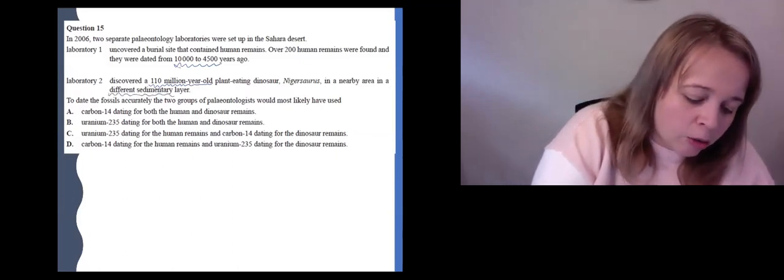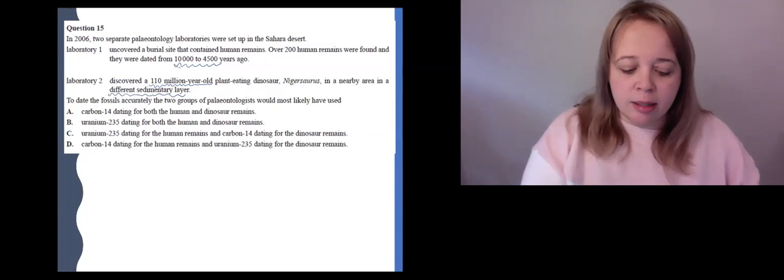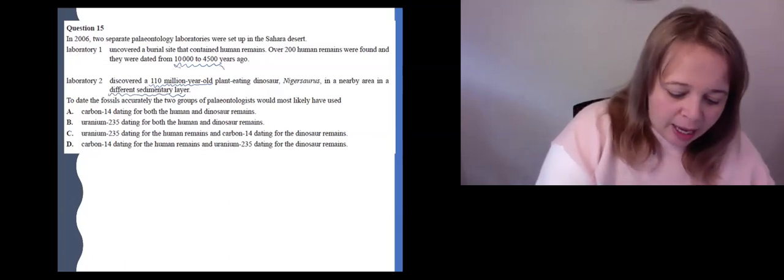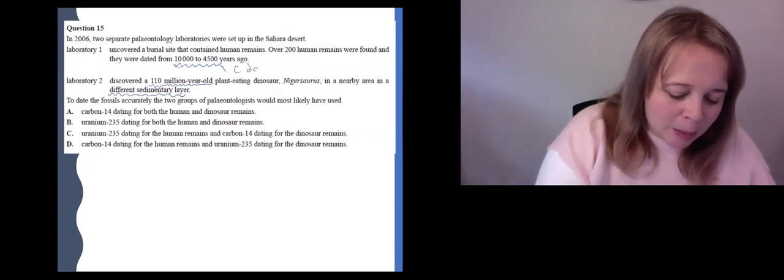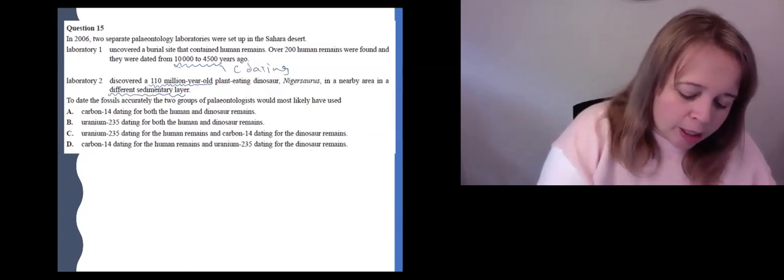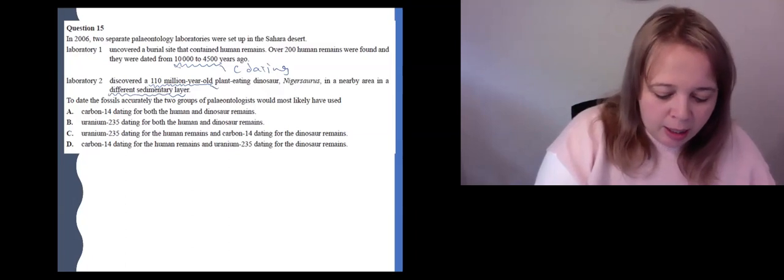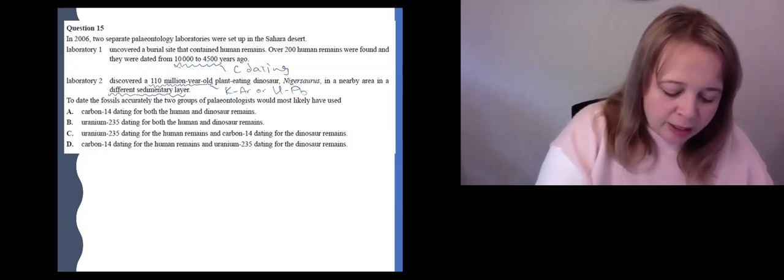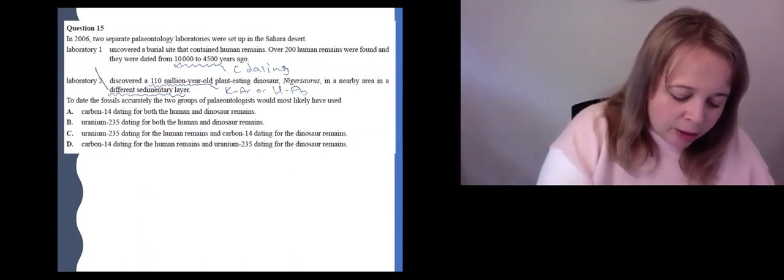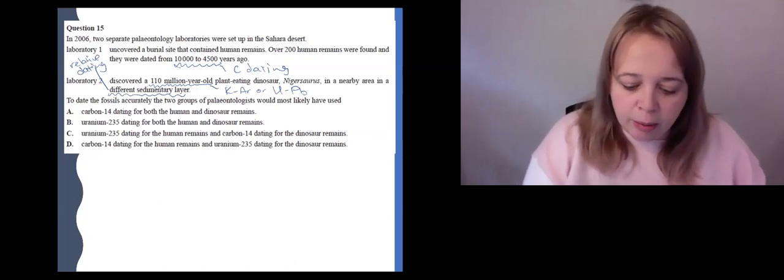so a different layer. So automatically, what I'm thinking is, the first one, if they have this absolute numerical value and it's less than 50,000, that must be carbon dating. So I'm not even going to read the question yet. This one here must be potassium argon, or uranium lead dating. And the fact that it's in a different sedimentary layer means to me that you're also able to do some relative dating on that as well. Let's have a look at our phrases here and see what we can get through.